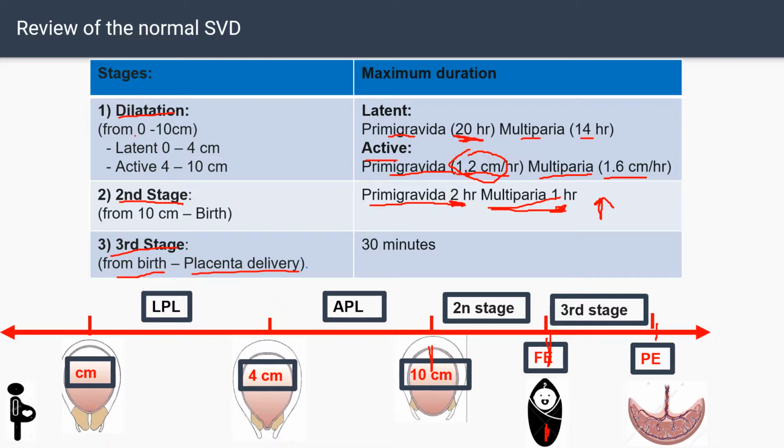So this stage, the third stage, may last at the maximum of 30 minutes in a multipara and 40-45 minutes in a primigravida. But it's very uncommon to have this. The most common is to have a duration of 5 minutes, 10 minutes as a maximum. But it's important to know because maybe some mothers can take more time than the normal.